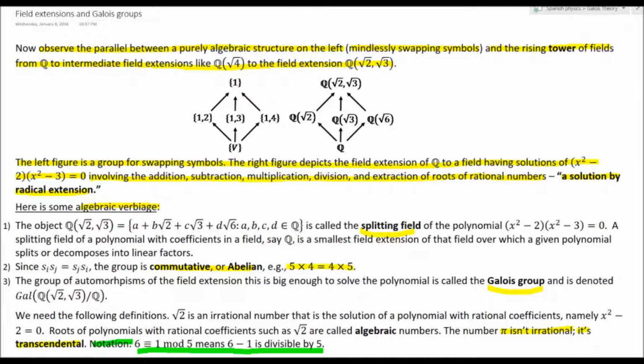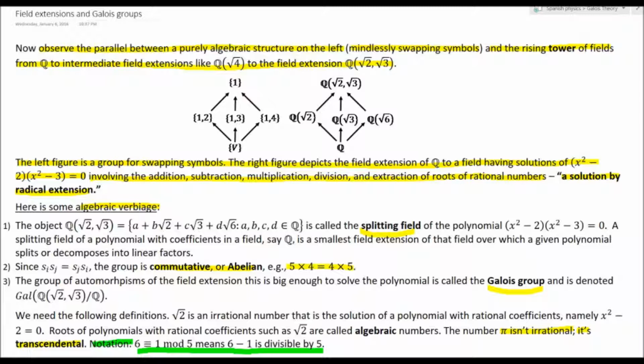Let's add the final round of necessary algebraic verbiage. The object in bullet 1 there, Q with square root of 2, square root of 3, that field extension, is specifically called the splitting field of that polynomial, x squared minus 2 times x squared minus 3 equals 0. It's called the splitting field because it splits up the polynomial into a product of 4 linear factors: x plus the square root of 2, x minus the square root of 2, x plus the square root of 3, x minus the square root of 3.